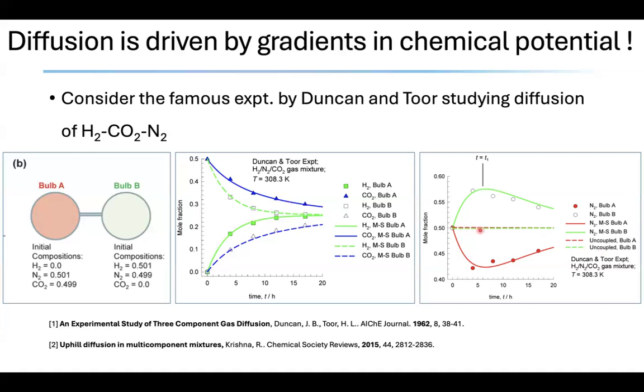Now, the flat dashed lines that are shown here are the predictions if one only took into account what was predicted from Fick's law. Thus, this is a clear violation of Fick's law, which also tells you that it is insufficient to look at mass transfer only in terms of the gradient of the mole fraction. Rather, one has to account for the gradient in the chemical potential to consider the complete mass transfer picture.